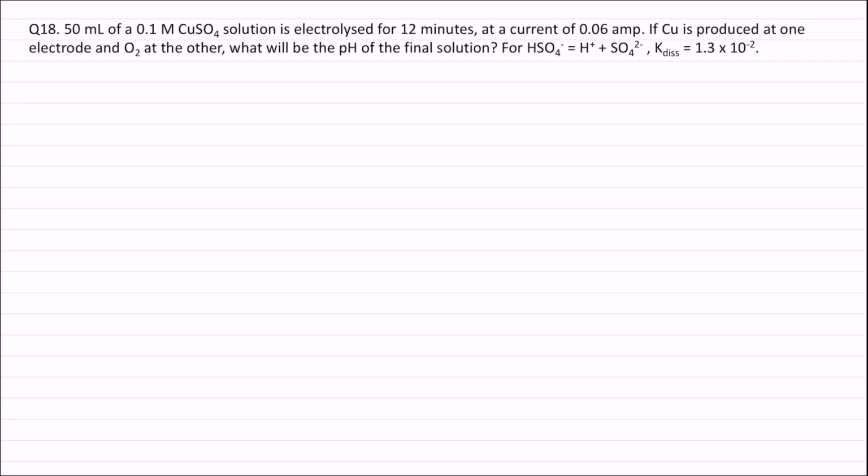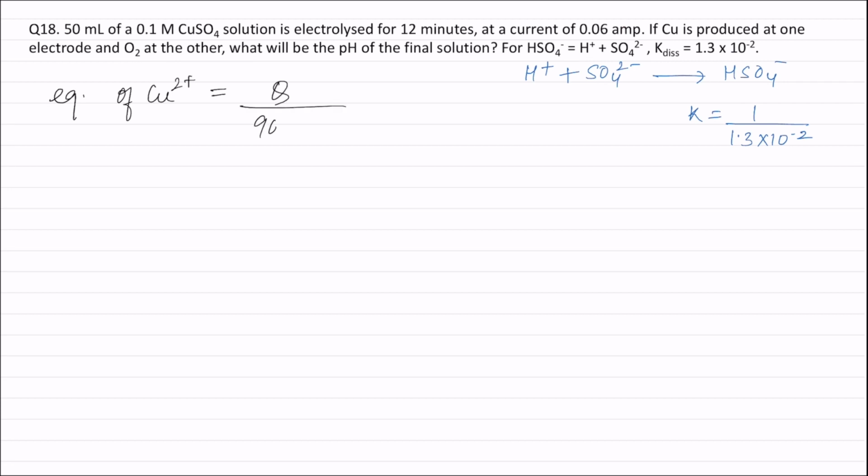Now the value of K for the reaction H⁺ + SO4²⁻ forming HSO4⁻ will be equal to 1 by 1.3 × 10⁻². Equivalents of copper liberated will be equal to Faradays of electricity, which is again equal to Q divided by 96500 coulombs. Value of Q will be equal to I into T. Value of current is given as 0.06 ampere. Time is given as 12 minutes.